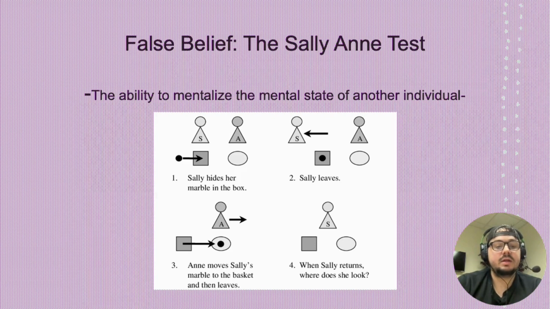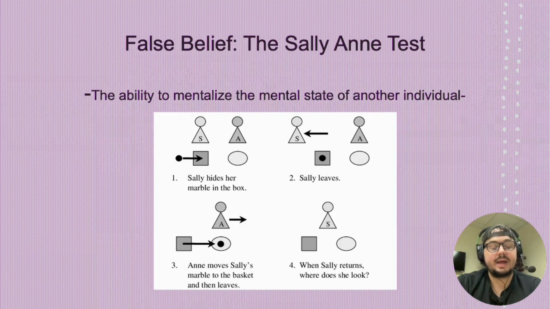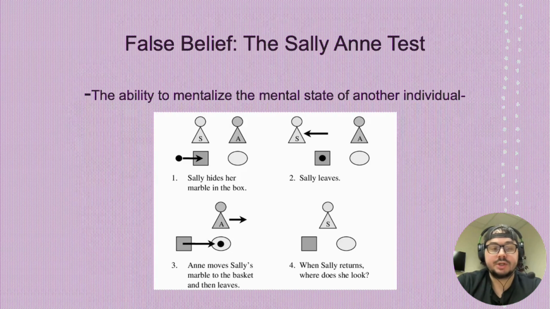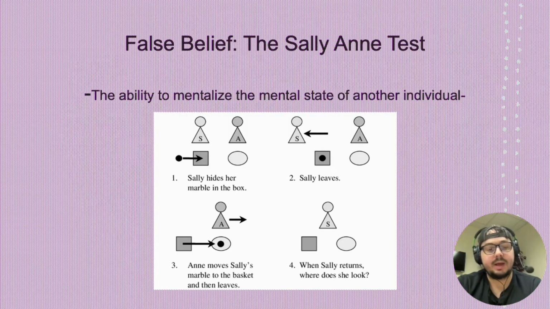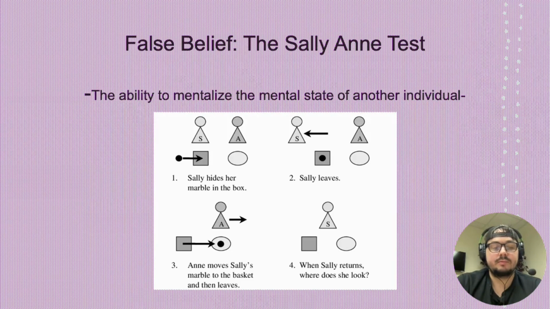So in this test, Sally will hide her marble in a box and leave. Anne will then move the marble from the box into a basket. And when Sally returns, where would she look? Would she look in the box or would she look in the basket? And of course, children who do not develop this idea of false belief will believe that since the marble is in the basket, Sally will look in the basket, even though if you were really looking at it from her perspective, she would be looking in the box where she left it last.